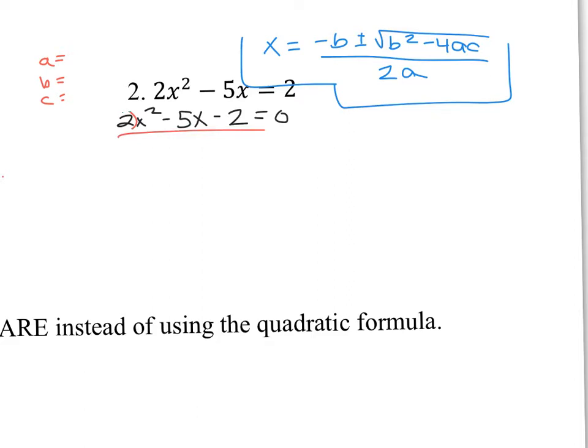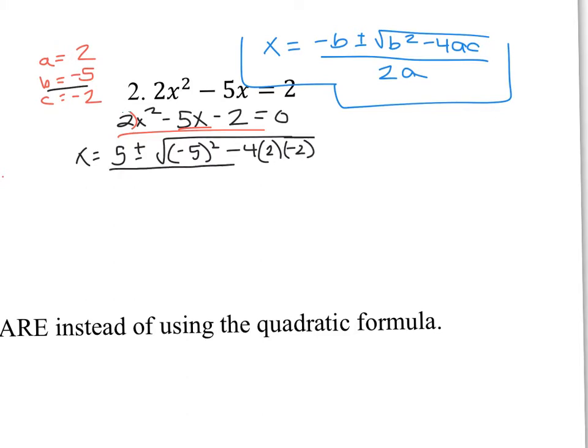If I look at this equation, 2x squared minus 5x minus 2, a would be 2 because it's x squared's coefficient, b is negative 5 because it's x's coefficient, and c is negative 2 because it's my constant. Now I'm just going to plug it into my formula. So I have x equals the opposite of b. Since b is negative 5, the opposite of b is 5, plus or minus the square root of b squared, so negative 5 squared, minus 4 times a, which is 2, times c, which is negative 2, all over 2 times a, which is 2.